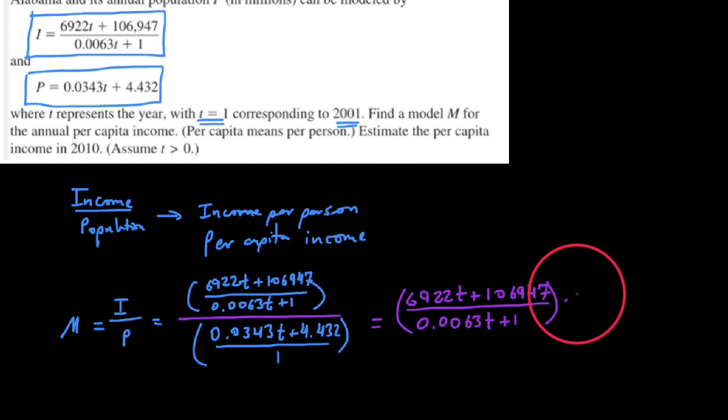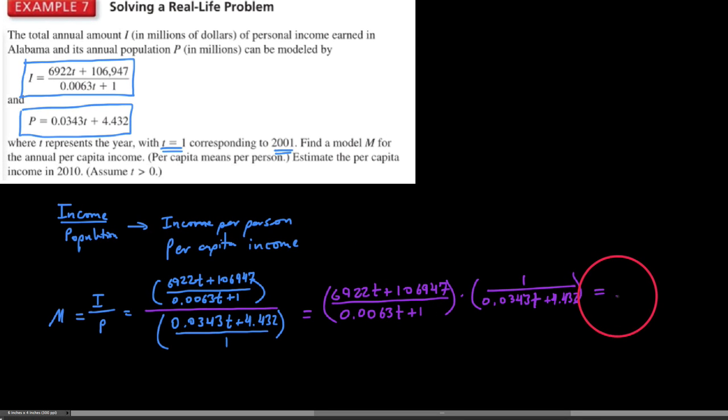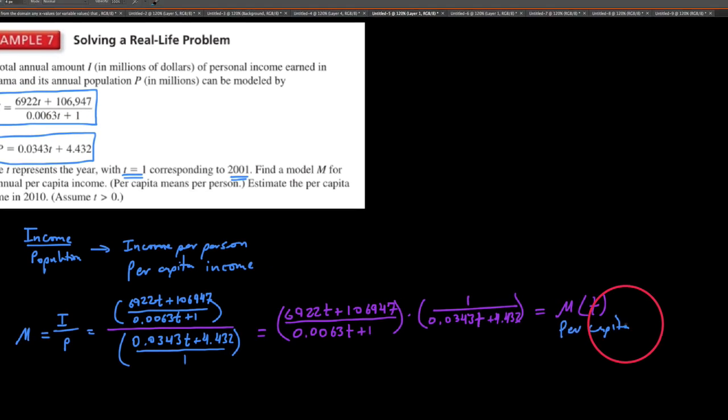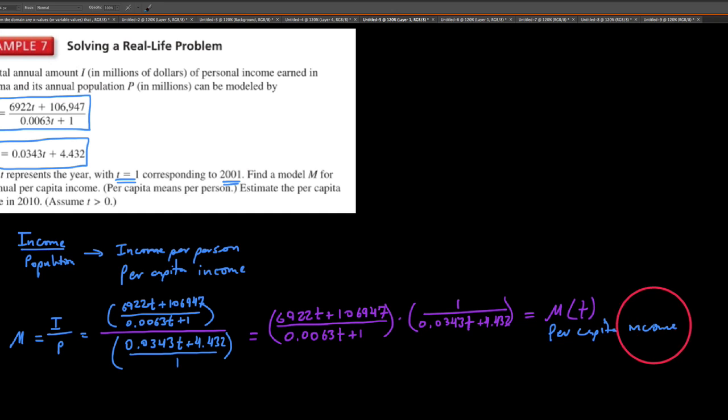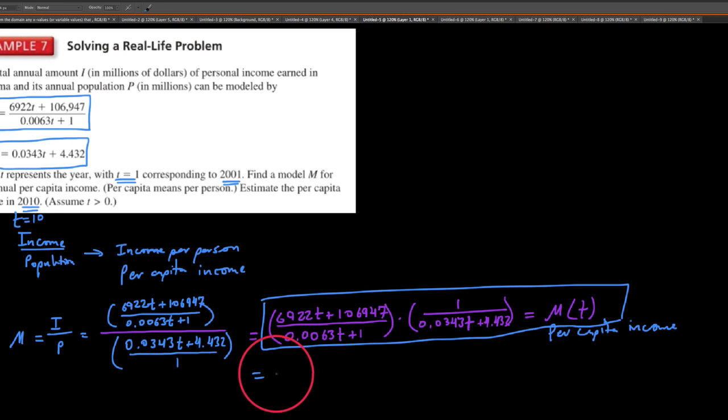So we get this right here times the reciprocal of our divisor, which is 1 over 0.0343t plus 4.432. So this is our model as a function of time for per capita income. What we were asked to do as a follow-up is use the model to find the income per person in a given year, in this case 2010. Because 2010 corresponds to t equaling 10, that's precisely what we're going to do here.